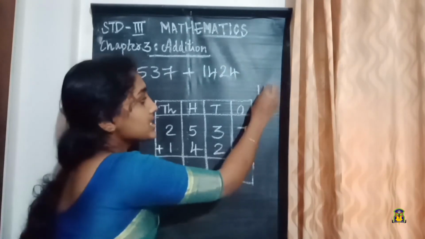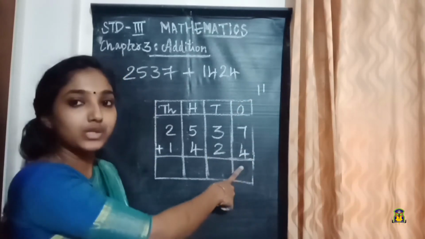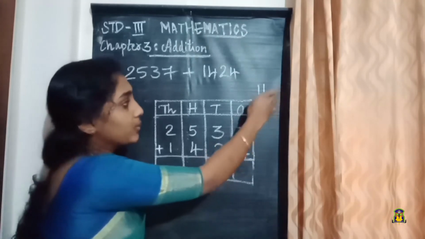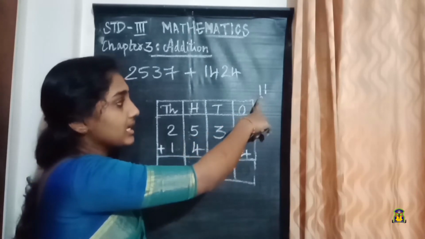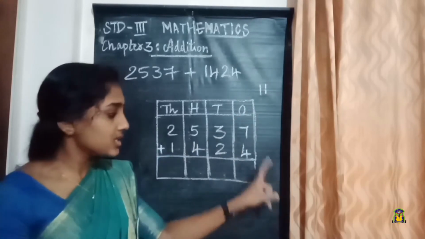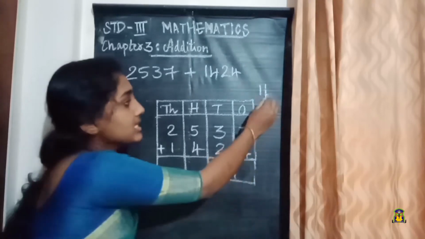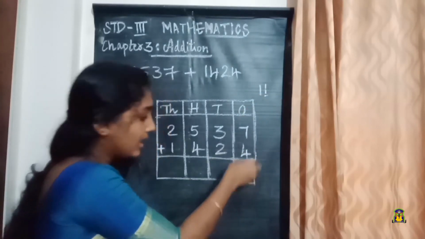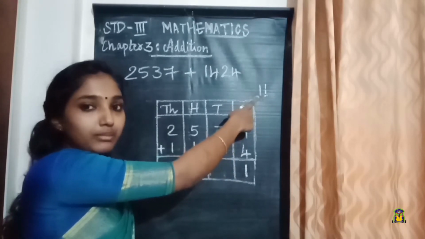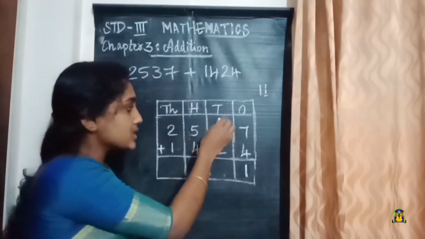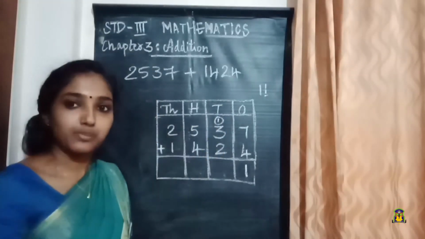But 11 is a two-digit number, and what do we have to do? Here we can write only one digit. So for 11, it is 1 ten and 1 one. So the digit in ones place, this 1, we write here, and the digit in tens place, this 1, will be carried to the next place, that is to the tens place.